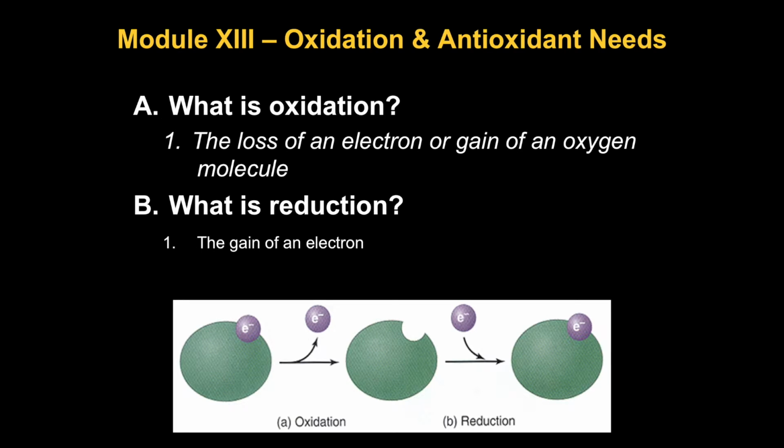Module 13, Oxidation and Antioxidant Needs. What is oxidation? Oxidation refers to the loss of an electron or gain of an oxygen molecule, while reduction refers to the gain of an electron. So this all is functioning at the atomic level as far as this topic is concerned.